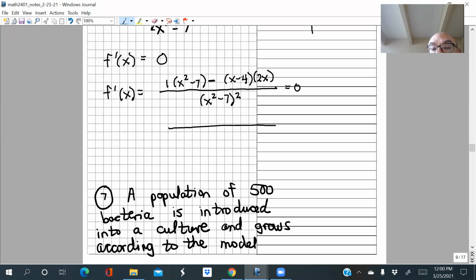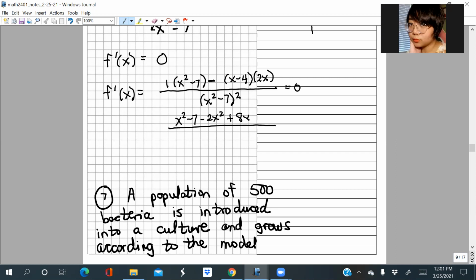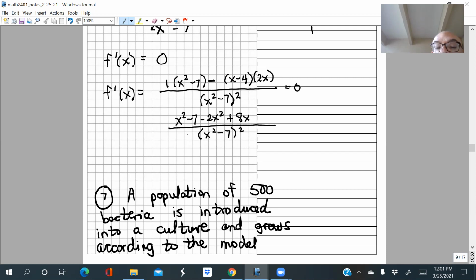First, you want to simplify the numerator a little bit. So go ahead and remove the parentheses by doing the multiplication, do the subtraction. So you would get 1 times x squared minus 7. Well, that's easy. That's x squared minus 7. And then you're going to have x minus 4 times 2x, but don't forget there's a minus sign here. So x times 2x is 2x squared, but it's minus, so you get minus 2x squared. And then minus 4 times 2x is minus 8x, but you have a minus on that, which makes it plus. So you end up with plus 8x. And then just leave the bottom as x squared minus 7 squared. Don't try to multiply this out.